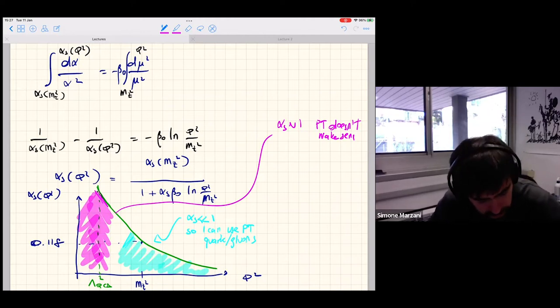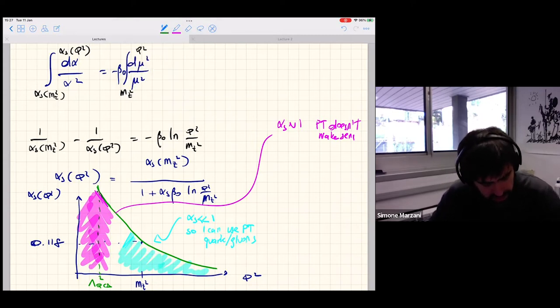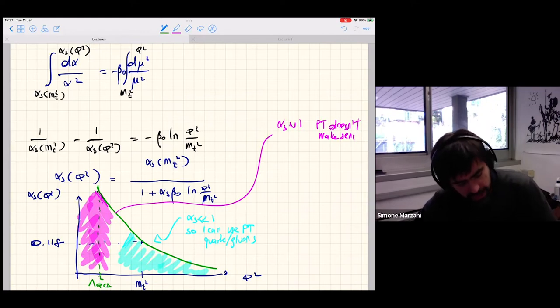Very last thing, maybe before the break. You see here, I indicate a lambda QCD. What is lambda QCD? It is the zero of the denominator of the perturbative coupling.